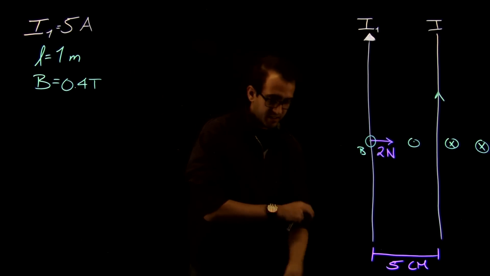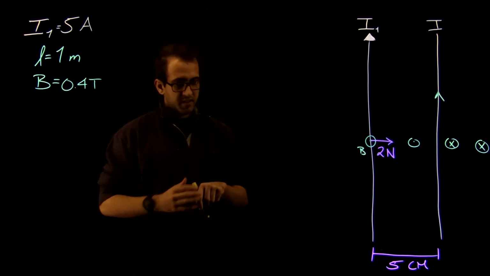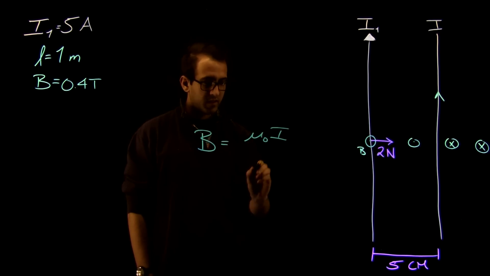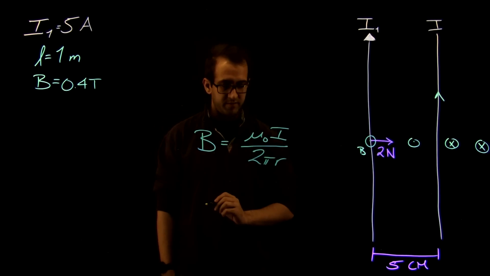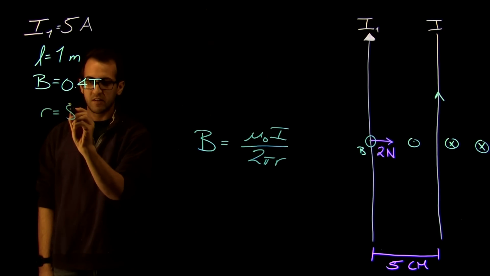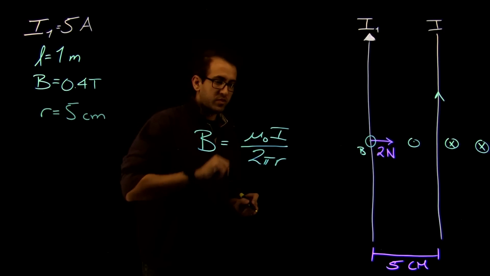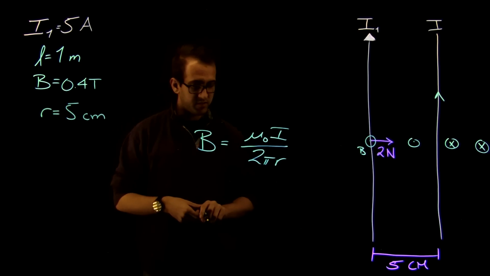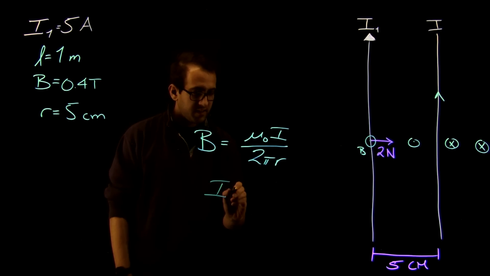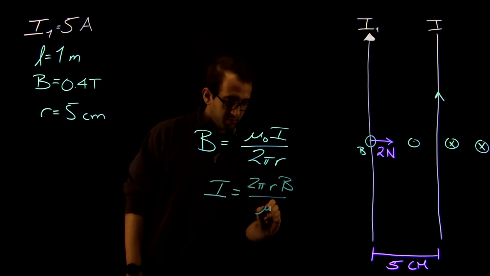Now we want to find the magnitude of that current. Well, we know the formula for the magnetic field. B is equal to mu naught I over 2 pi r. Okay, but r here is just going to be 5 cm. So let's write that over here. r equals 5 cm. We know that B is 0.4 Tesla. Mu naught is given to us. 2 pi is just a constant as well. So let's go ahead and rearrange for the current. So we know that I is equal to 2 pi r B over mu naught.